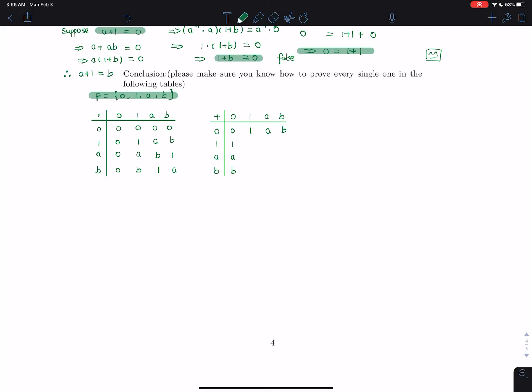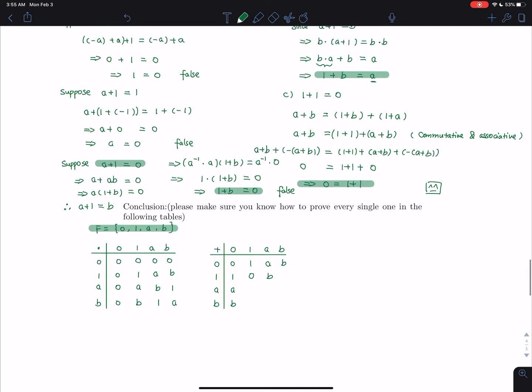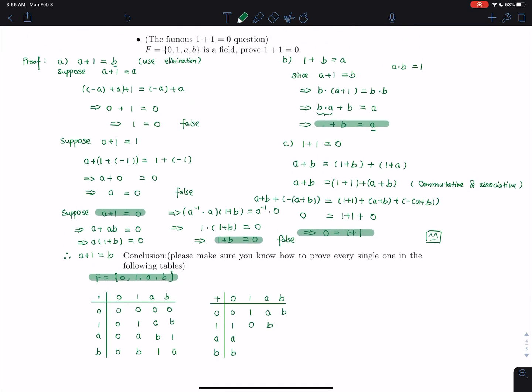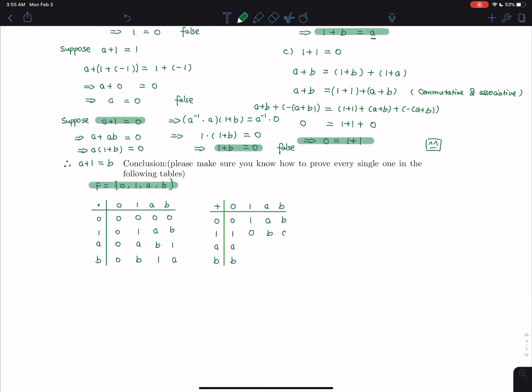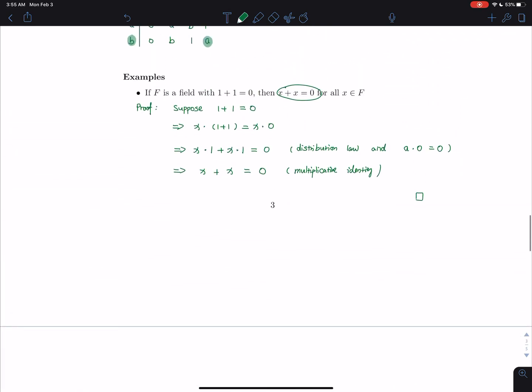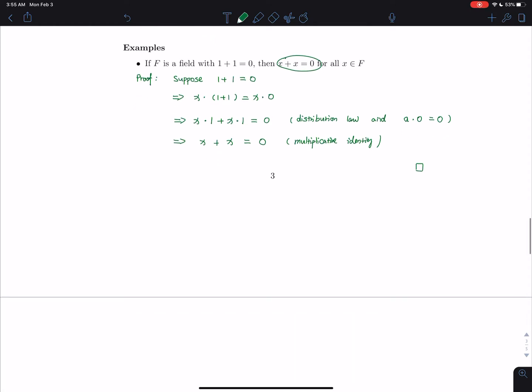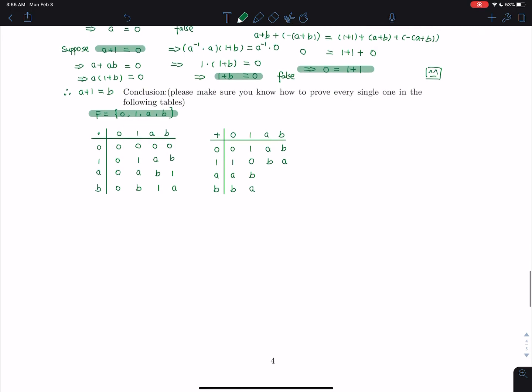Let's fill that in. We know that 1 plus 1 is 0. Okay, 1 plus a is b. We showed 1 plus a is b right here. 1 plus b is a, and we showed that here. If 1 plus 1 is 0, then x plus x equals 0 for all x in F. So 1 plus 1 is 0, a plus a should be 0, b plus b should be 0 as well.